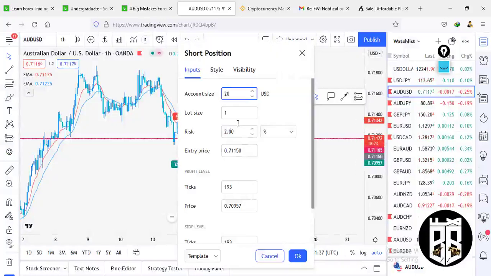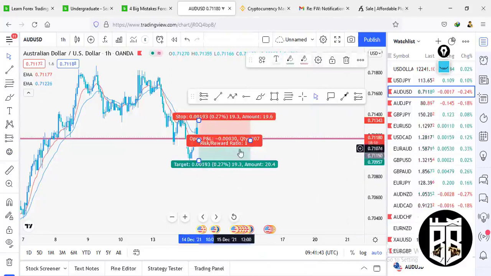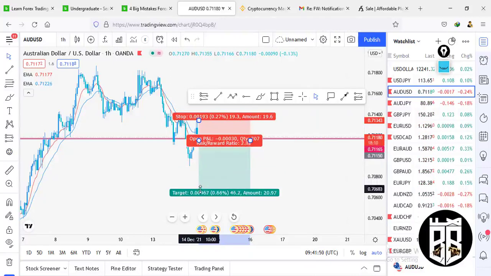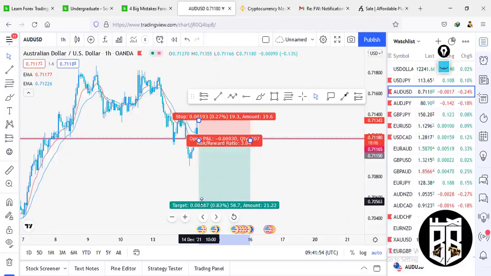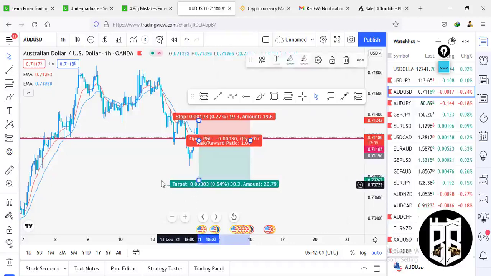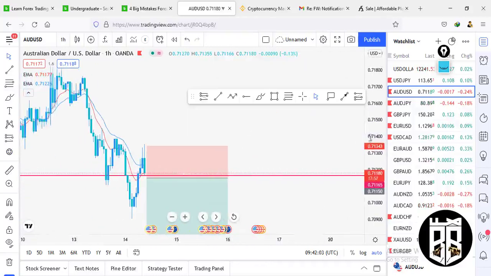Okay, so let me just manually adjust this so that if you look here, the risk to reward ratio is 1. Now it is going to 2 and now it's going to 3. So that's 3, but you can use 1 to 2 like what Babypips is suggesting. Okay, so this is a 1 to 2 risk to reward ratio.